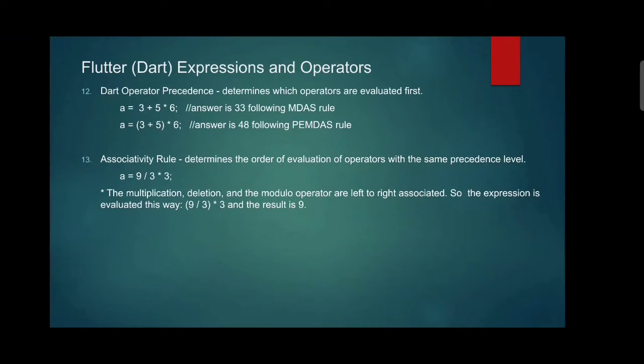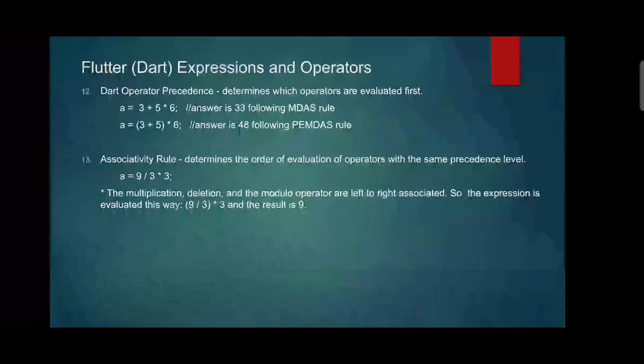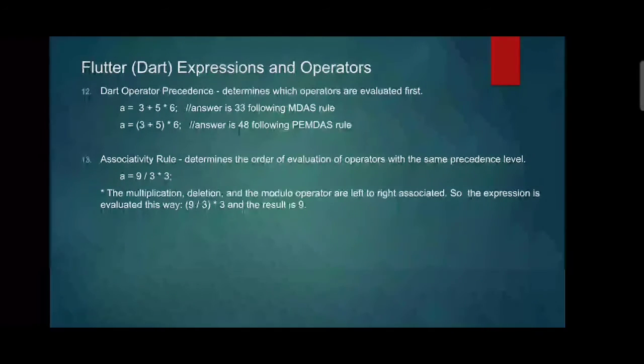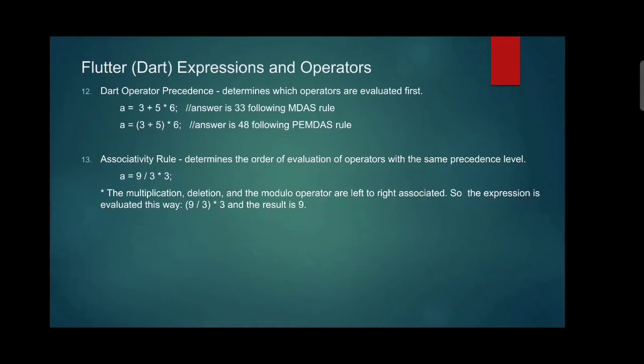So next one, we have here the associativity rule. It determines the order of evaluation of operators with the same precedence level. So a equals 9 divided by 3 times 3. The multiplication, division, and modulo operators are left-to-right associative. So the expression is evaluated this way: the 9 will be divided by 3 and the answer will be multiplied by 3. Then the result is 9.